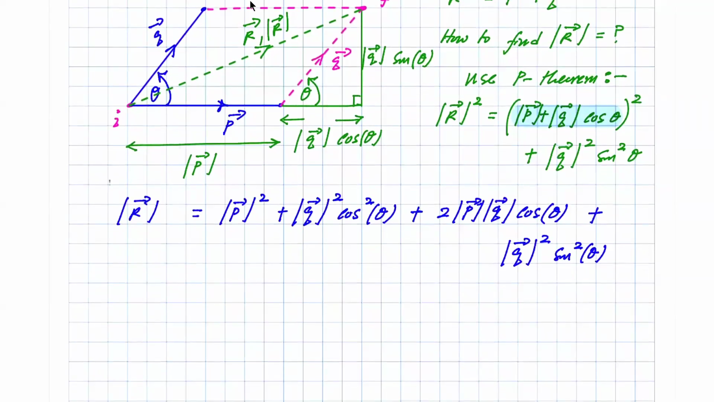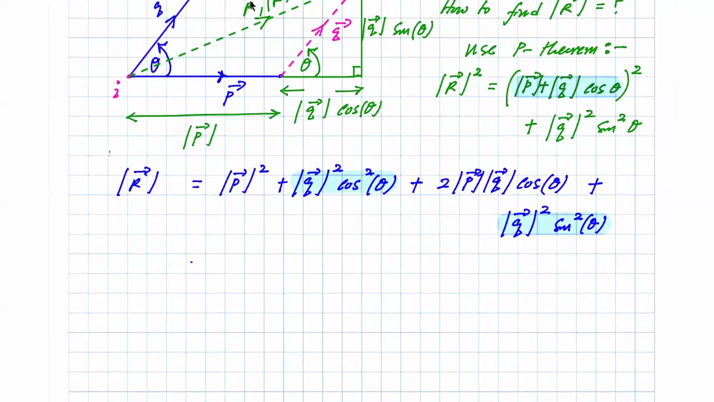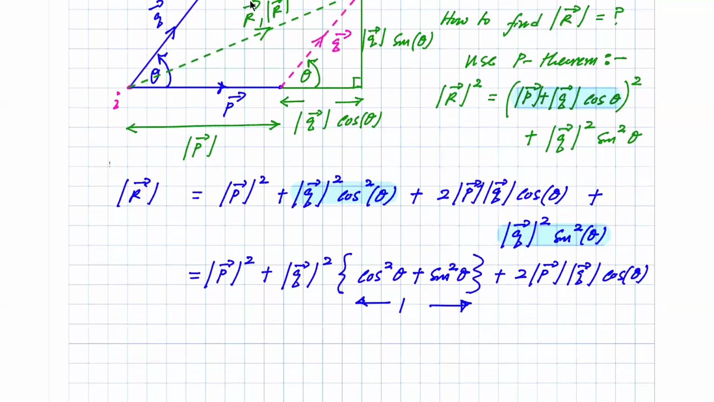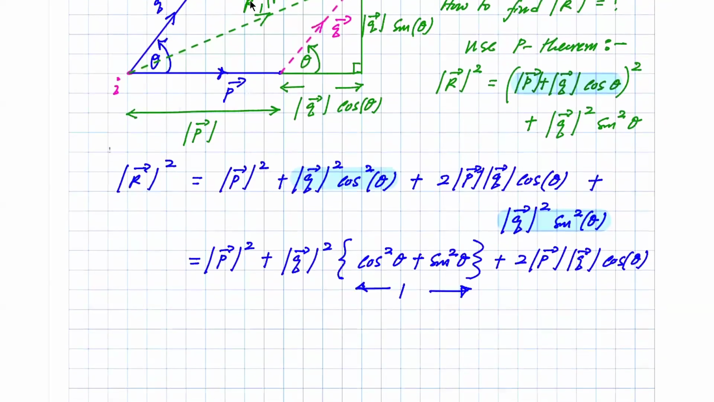Now you can see these two. You can factorize, you can group them. So if you group them, it's going to be P vector squared plus Q vector squared, and then you're going to write cos squared theta plus sine squared theta here. And then you have here 2 P vector Q vector magnitude cosine theta. So now we know that this is a very famous trig identity, which is going to be 1. Right? So now you get, oh, I have to write square here, right? I missed that square in Pythagoras.